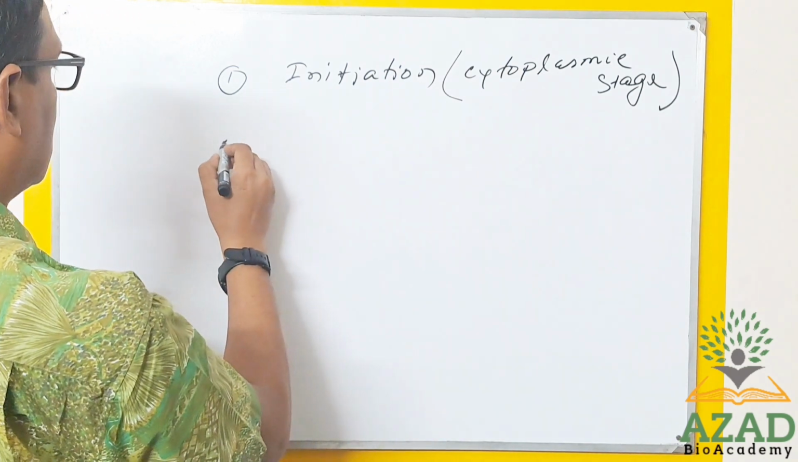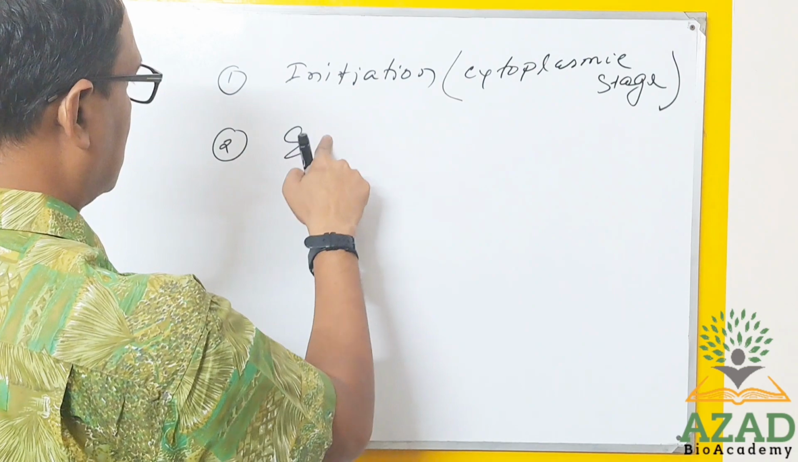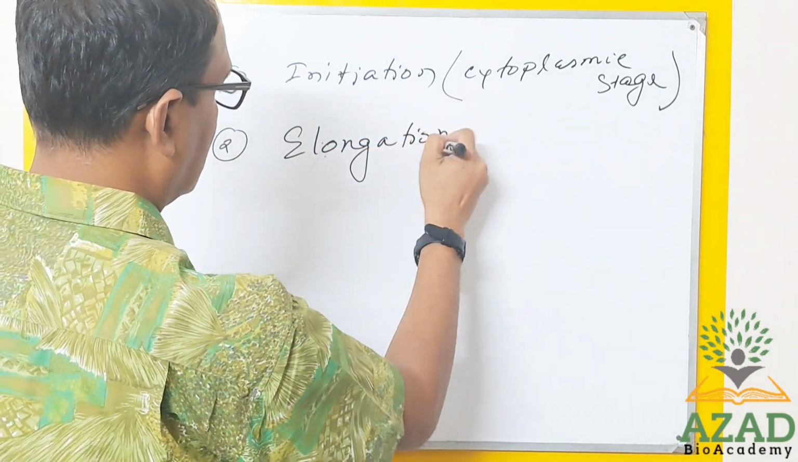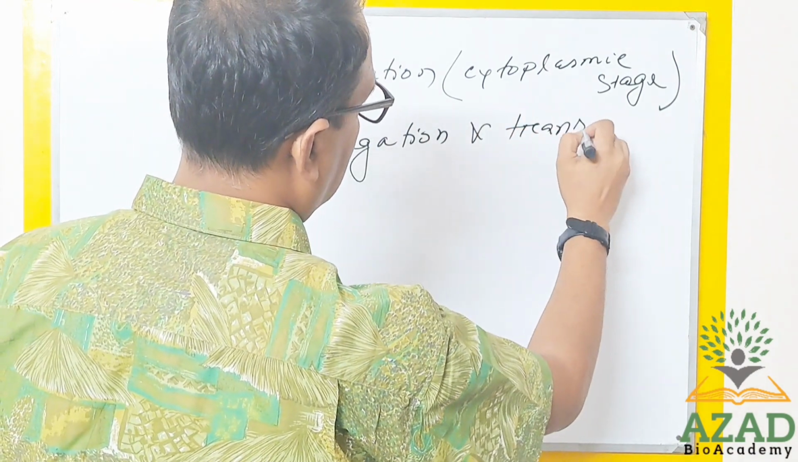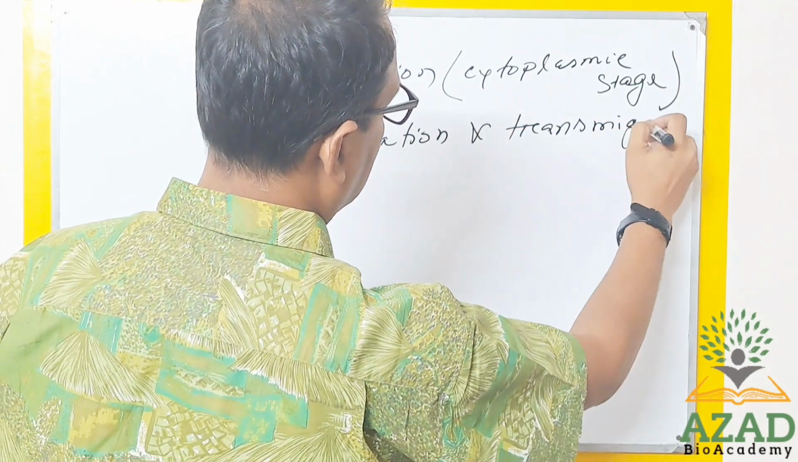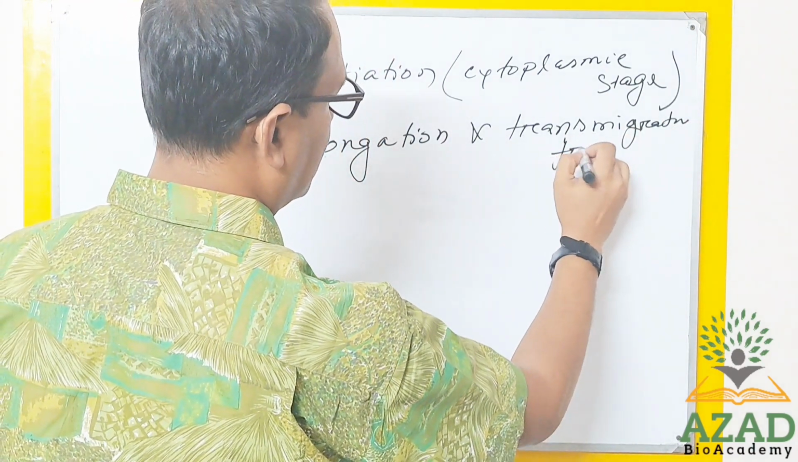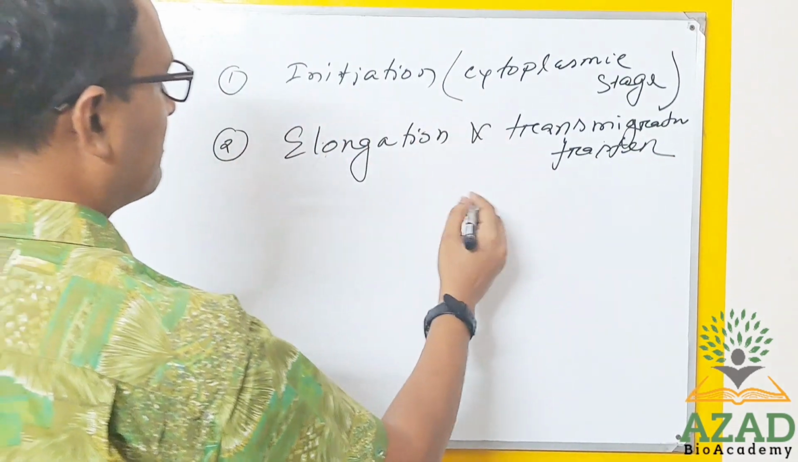The second one is, you can say, elongation and transmigration, or you can say transport simply, and that is the membrane stage.